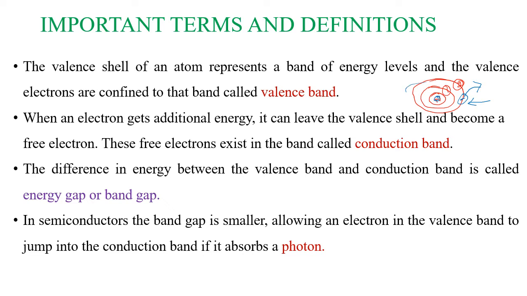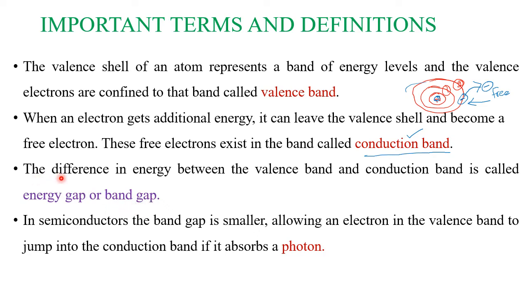So now the nucleus doesn't have any control over the electron, and that electron will be the free electron. That free electron can exist in a band. It will have a place to sit. So that place or that band is called the conduction band. That means when it gains energy, it comes out and exists in a band, and that band is called the conduction band.